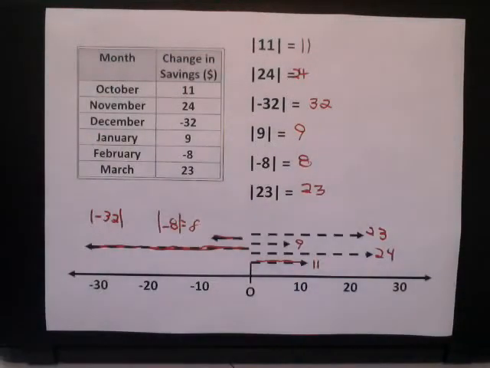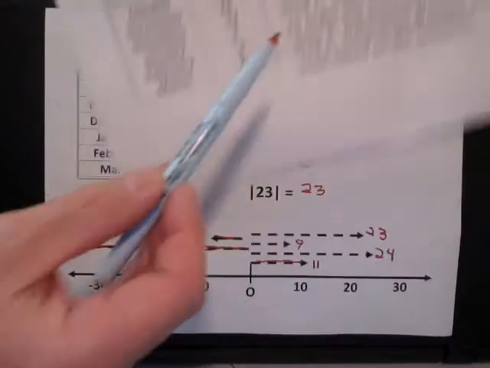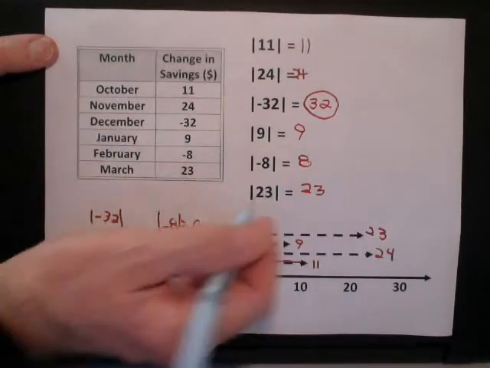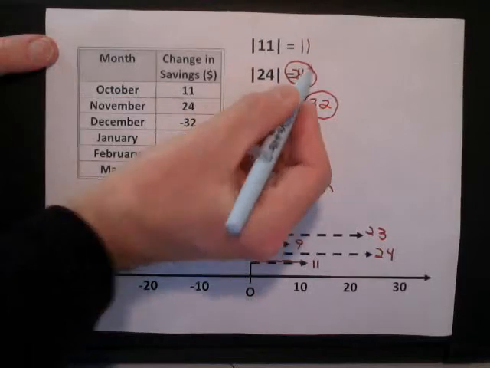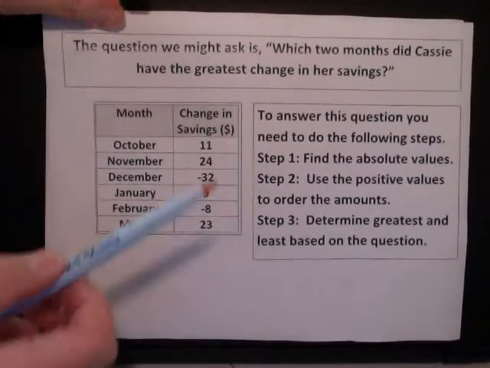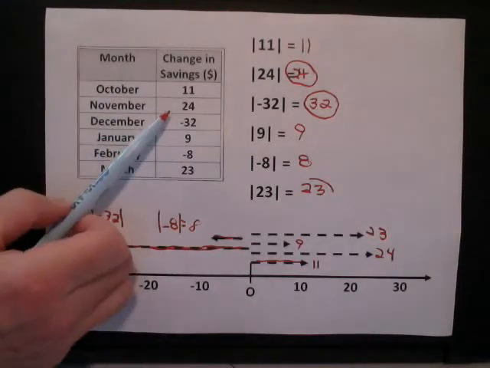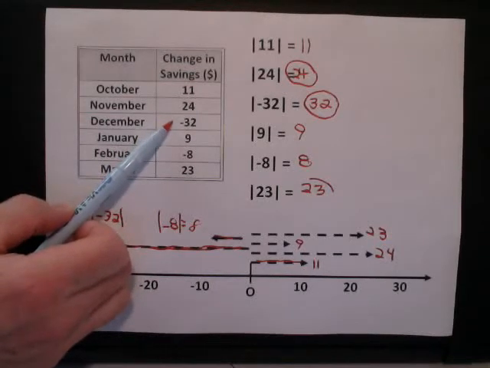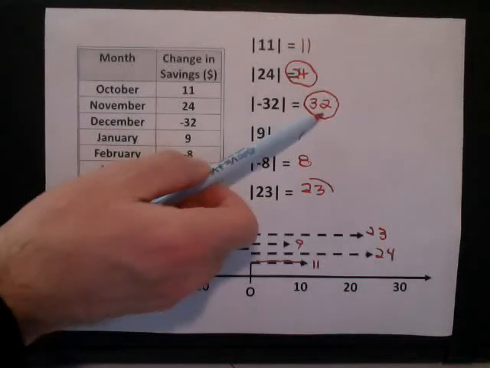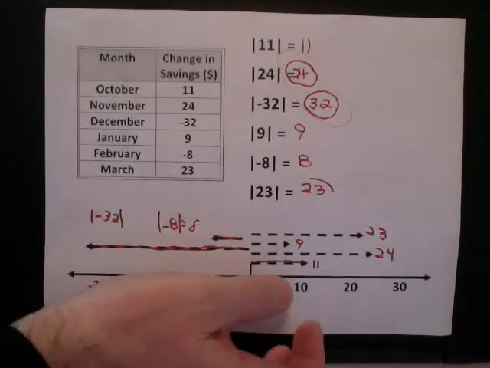So in other words, our question was, which 2 months did Cassie have the greatest change in her savings? Well, 32 is definitely the greatest out of all of these, and then 24 is the second greatest amount. And so you can see that the months that she had the greatest change were the months of November and December. Even though this was a negative change, if we look at absolute values, it tells us that it was 32 units of change, and in November it was 24 units of change. And so these are the ones that gave you the greatest amounts of change. And that's how you would use absolute value in certain situations.